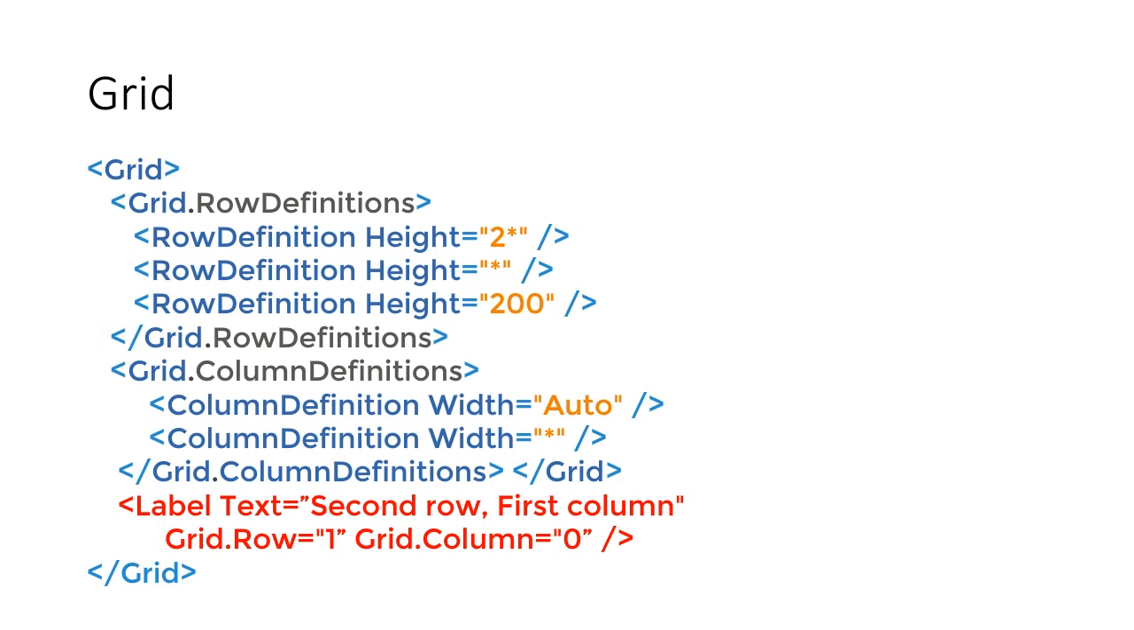Below the row and column definitions, we put our views, and here we have only one. The text is second row, first column, and we're in fact going to place this in the second row, first column. Remember that columns and rows are zero-based. So if we want to place this label in the second row, we use grid.row equal 1. And similarly, to put it in the first column, we use grid.column equal 0. We can use this kind of assignment, grid.row and grid.column, with any kind of view.